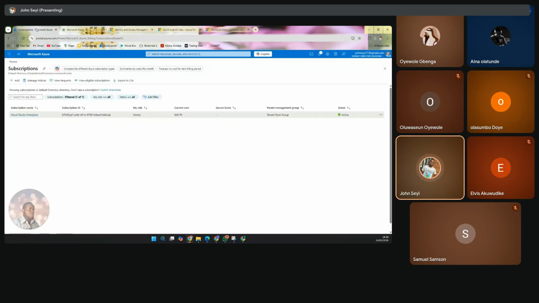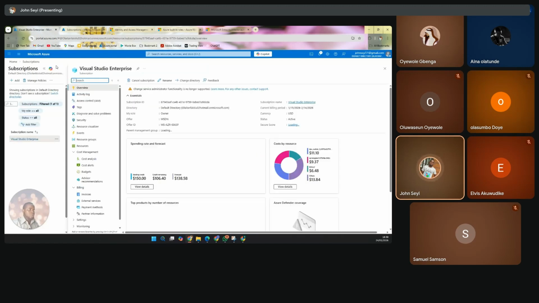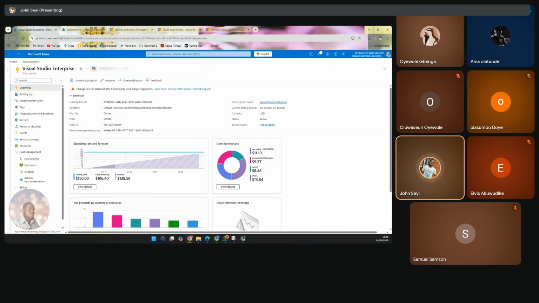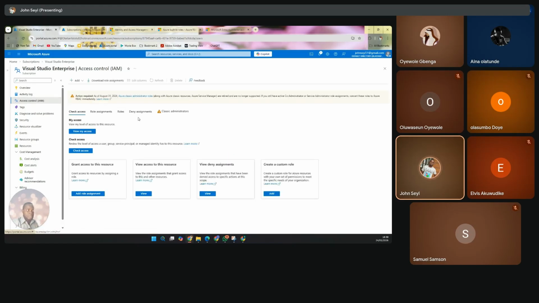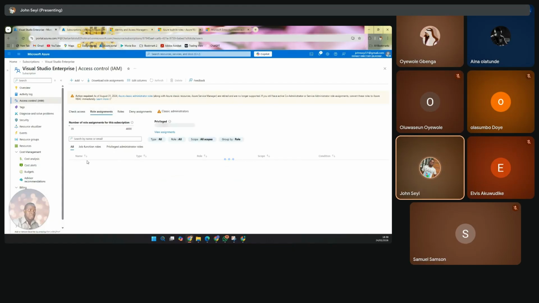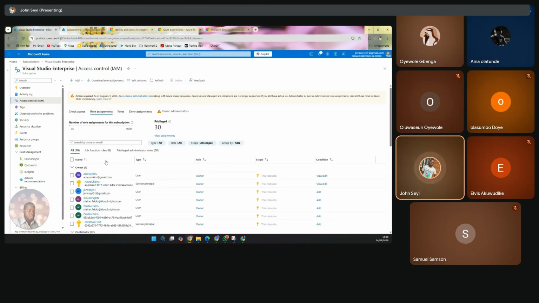So while this is loading, let me just talk about subscription, for instance. On a subscription level, you have access control, meaning that I can give access control on a subscription level. You get it? I can say, okay, I want to assign roles. I want to assign this to this subscription. So person, Mr. A, for instance, I want to assign Mr. A access to this subscription.